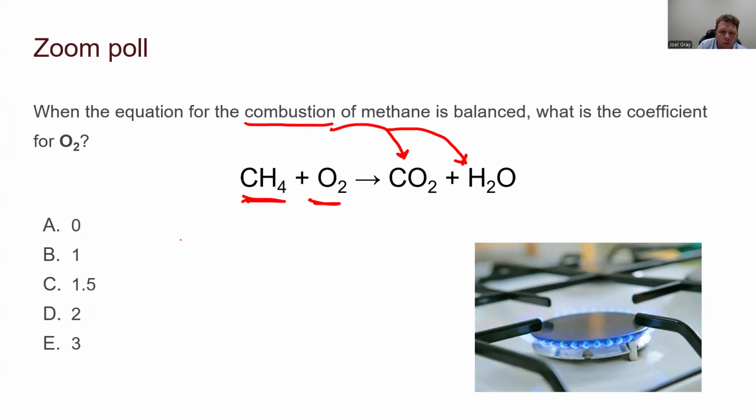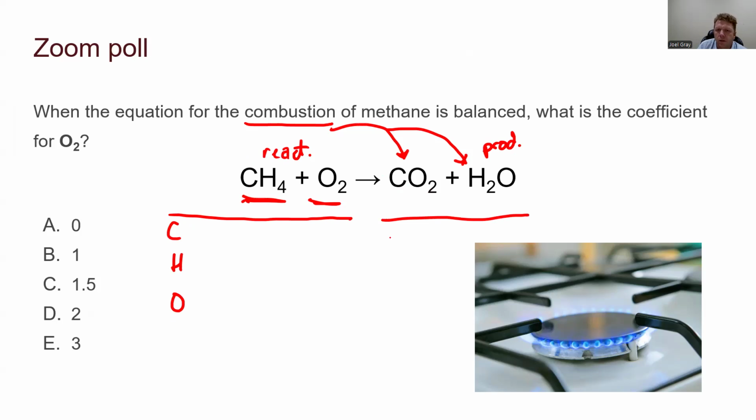Okay, so here we've got to basically go through and say, all right, how many carbons do we have? How many hydrogens? How many oxygens on our reactant side and our product side? We've got one carbon, four hydrogen, two hydrogen. Oxygens, we've got two, and we've got three. Okay, that presents a problem.